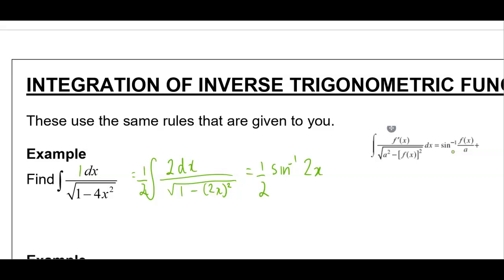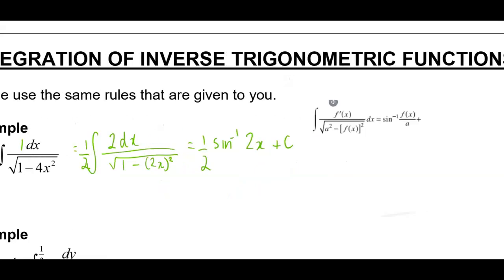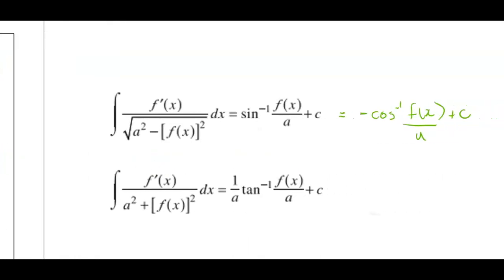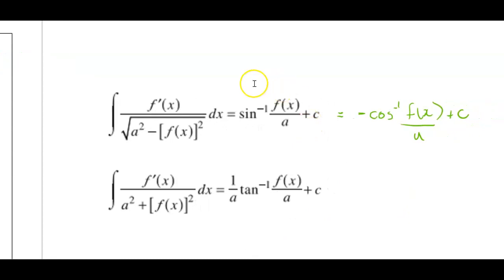A is 1, so I don't need to do that, plus c. So it may bring back some memories of your year 11 integration, and that's great because that's how we're going to do these. Now, if you remember the rule that we looked at right at the start, we said that integrals that were equal to inverse sine are also going to be equal to negative cos inverse.